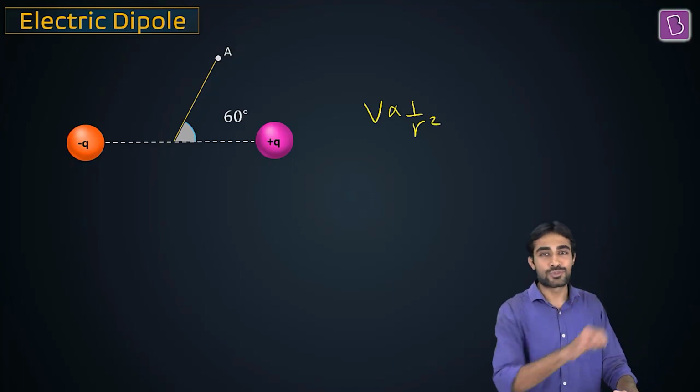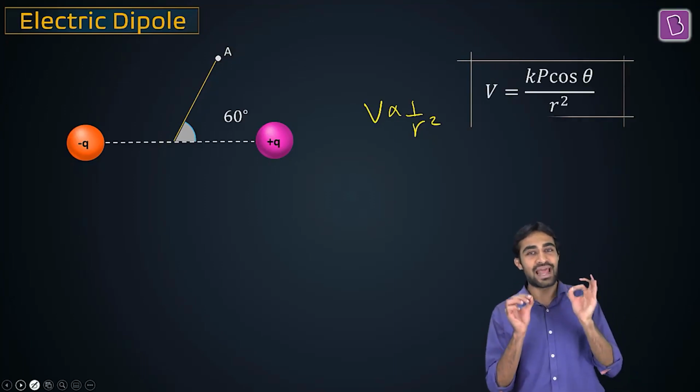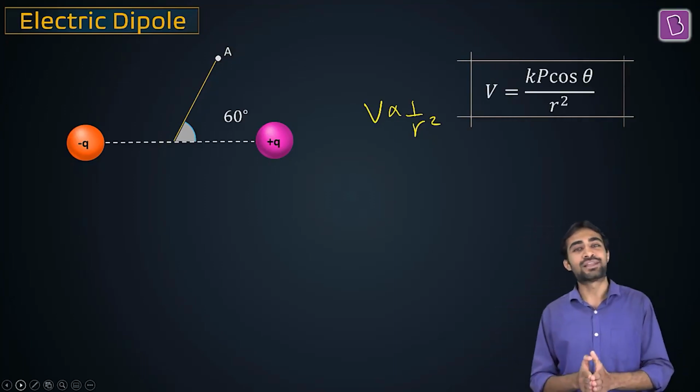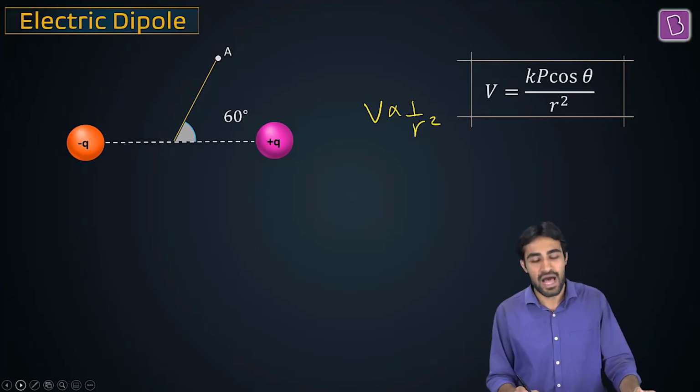Now I am going to disclose you a simple formula. The formula is like this. Potential at any point is equal to Kp cos theta upon R square. This is how we get the potential. Let's quickly put the values and get the answer.